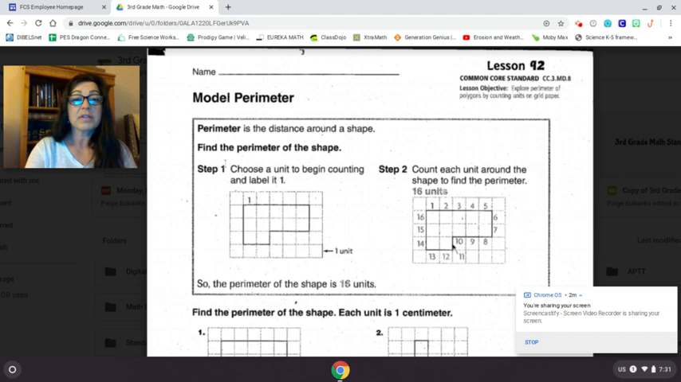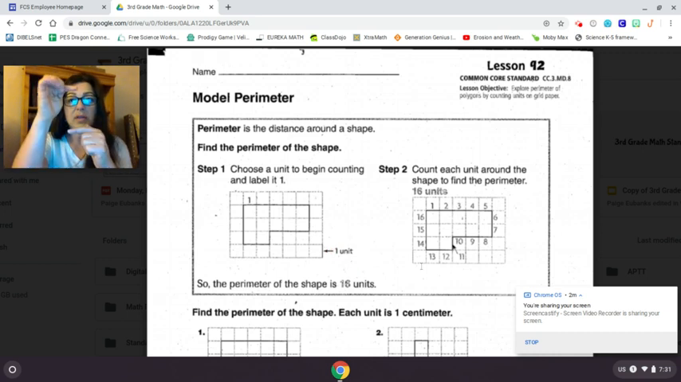So when I look here and it says find the perimeter of the shape, step 1, choose a unit to begin counting. What that means is choose a spot, and it shows you down here. You'll see it says 1 unit. So they're showing you that space from one point to the next. That is the unit, not the square, because we're not finding the area. It's just, think of it as the fence around a yard.